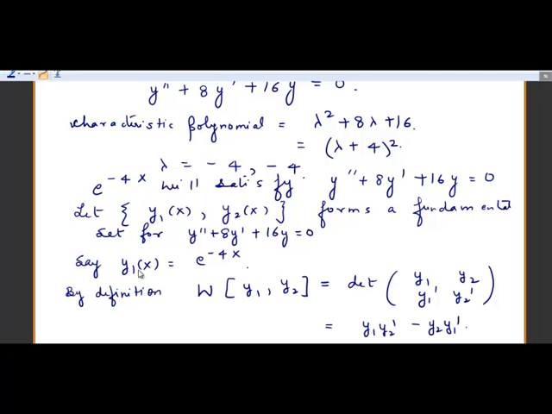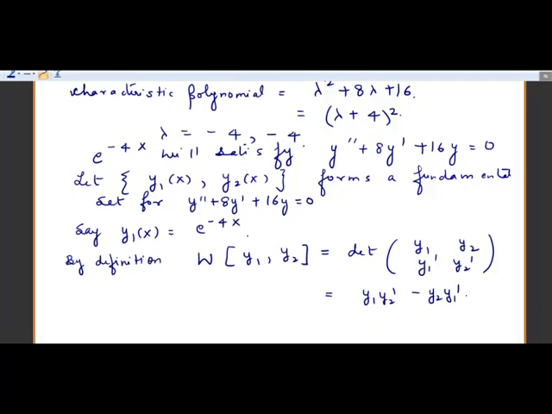Now let me plug this y1 right here. So I will get e to the power negative 4x times y2 prime minus y2 times negative 4 e to the power negative 4x, because we are differentiating it. So far, is it clear to everyone? I haven't done anything, just plugged my function y1 into the Wronskian definition. That's it.